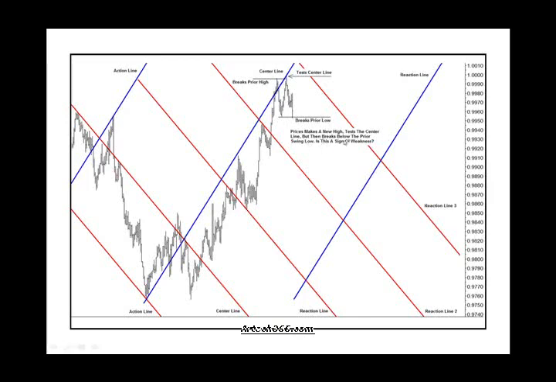Price makes a new high, tests the center line, but then breaks below the prior swing low. Is this a sign of weakness? What do you guys think? It's making new highs. Is it a sign of weakness?